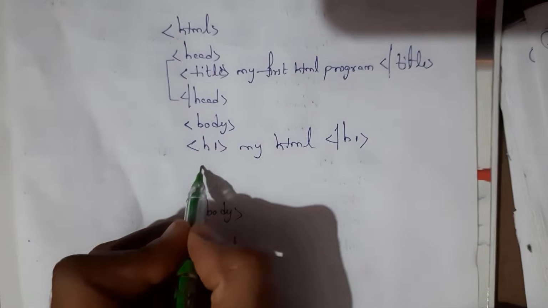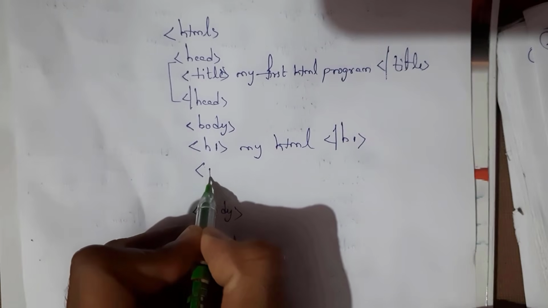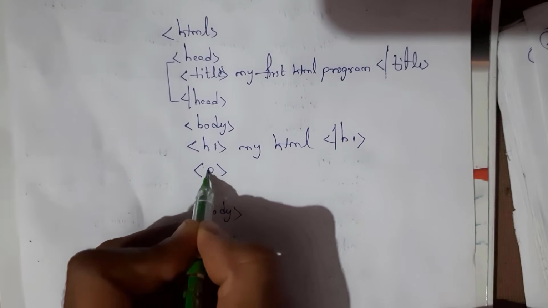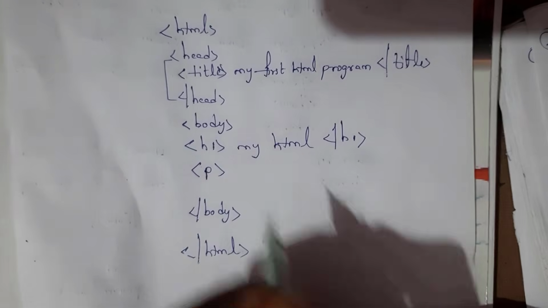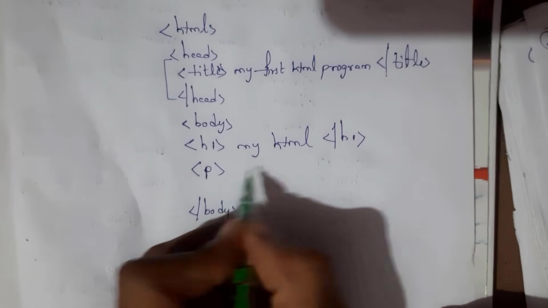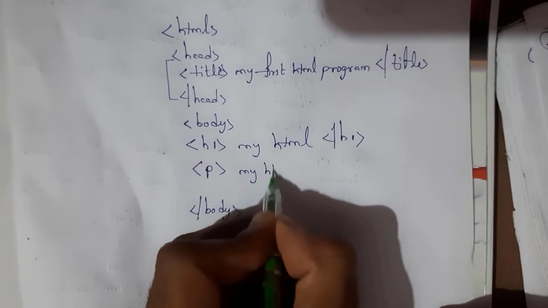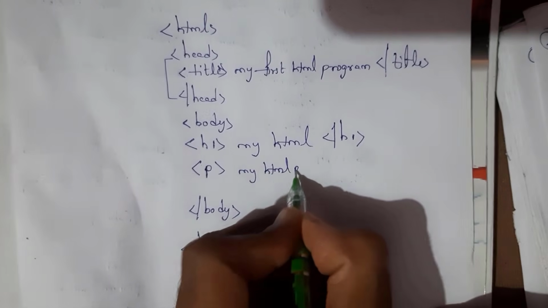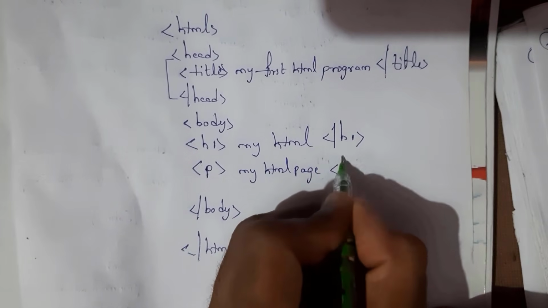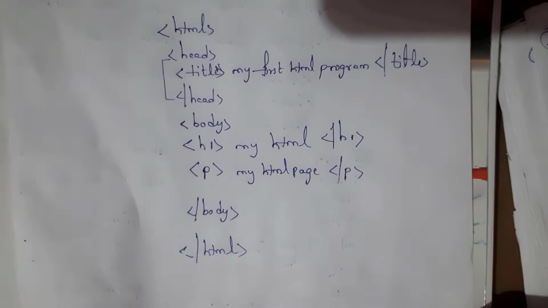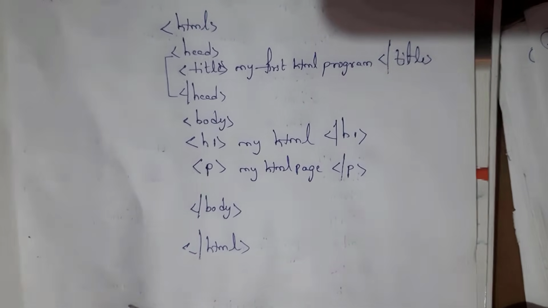And I'm going to write paragraph. For writing paragraph, we need to use tag P. P stands for paragraph. My HTML page. We need to close this paragraph tag. This is basic program of HTML.